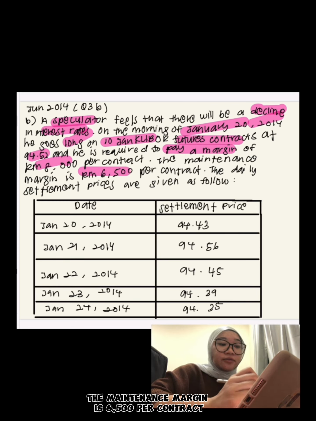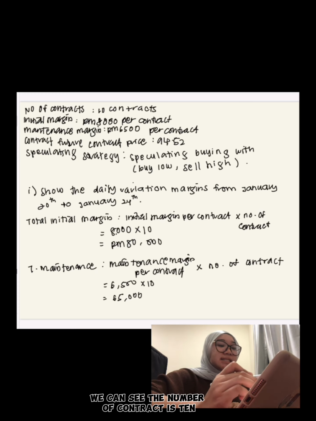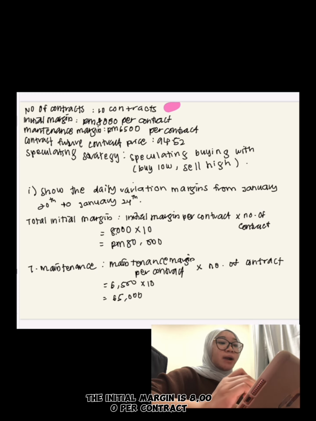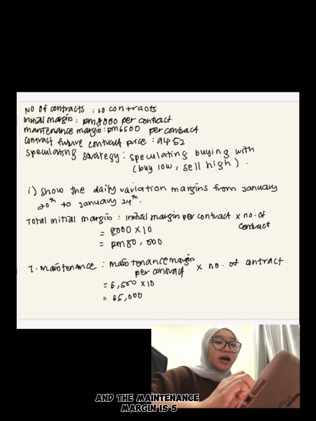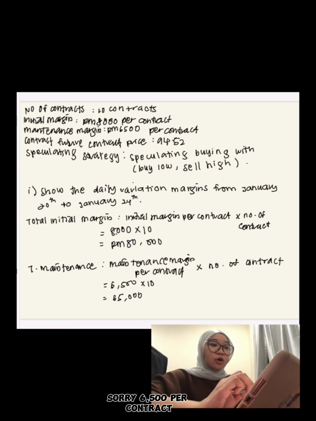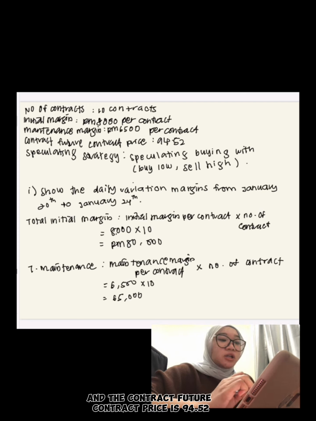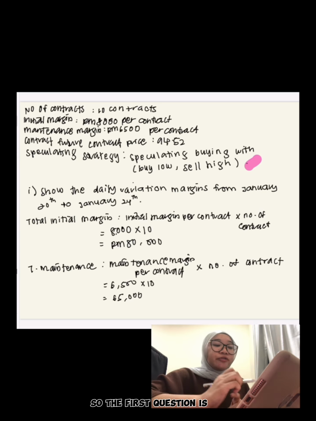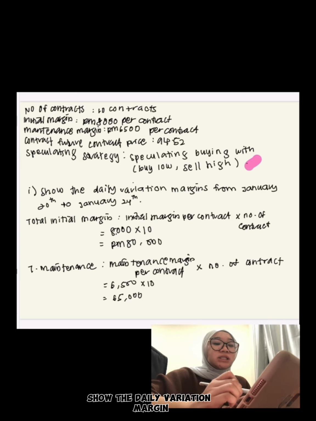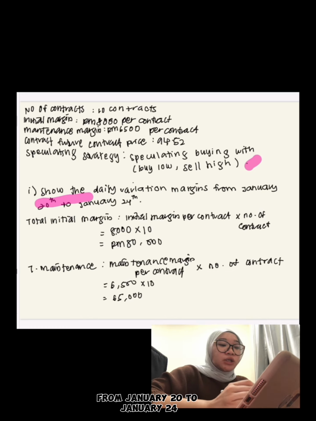So let's see the first question. Before we move to the first question, we go through the idea of the question. In this question, the number of contracts is 10. The initial margin is 8,000 per contract, and the maintenance margin is 6,500 per contract. The futures contract price is 94.52, and the strategy is speculating, buy low and sell high. So the first question is: show the daily variation margin from January 20 to January 24.